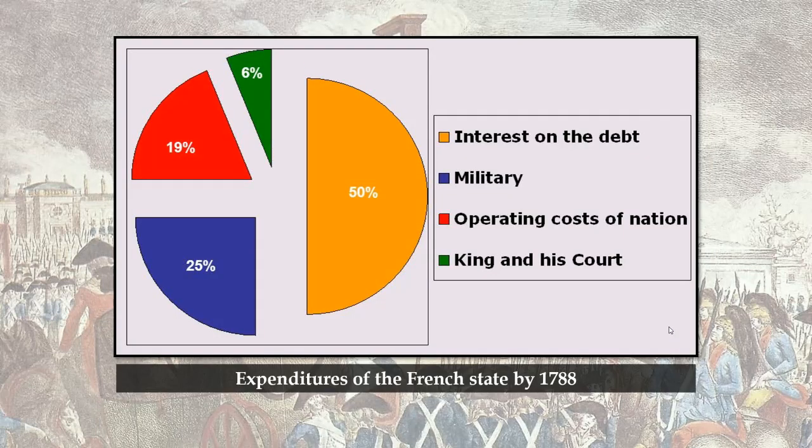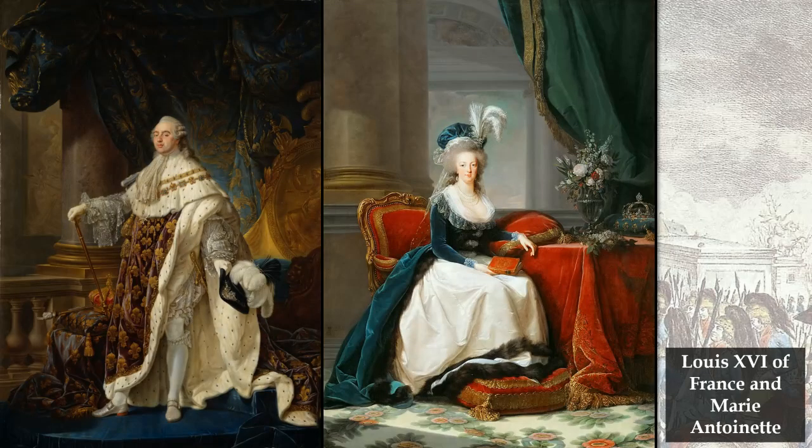So most of this deficit was caused because of the payment of the interest of the debt, the sustainability of the military, because France was involved in the Seven Years' War and in the American War of Independence, and finally a significant part of the budget was personal expenditures of the king and his court, which was the main cause of the upset of the popular classes.